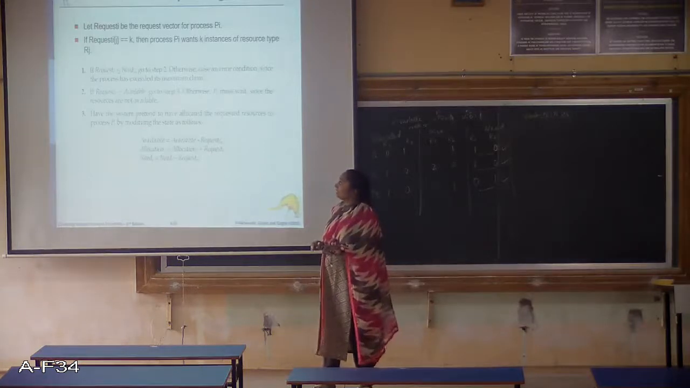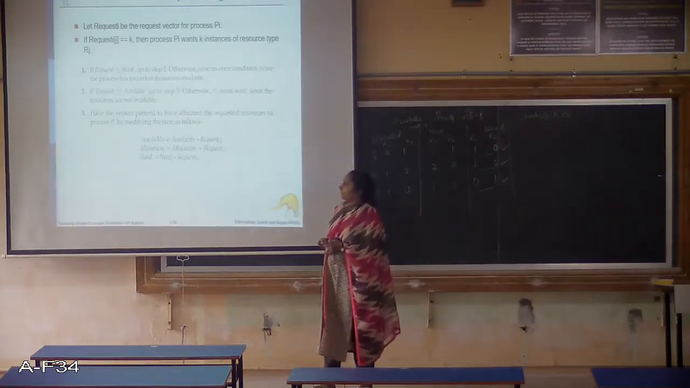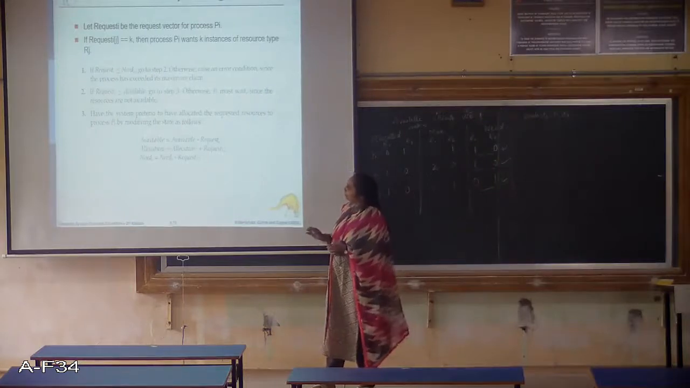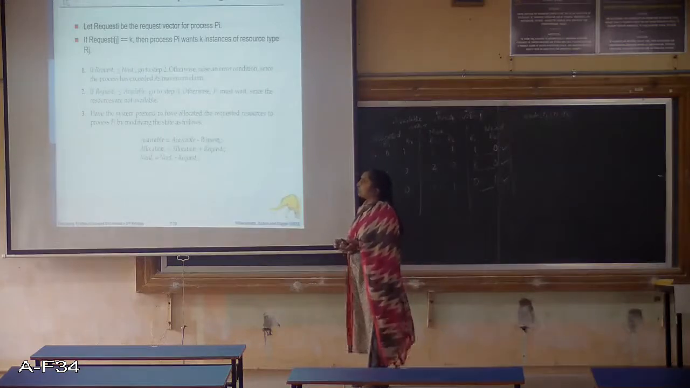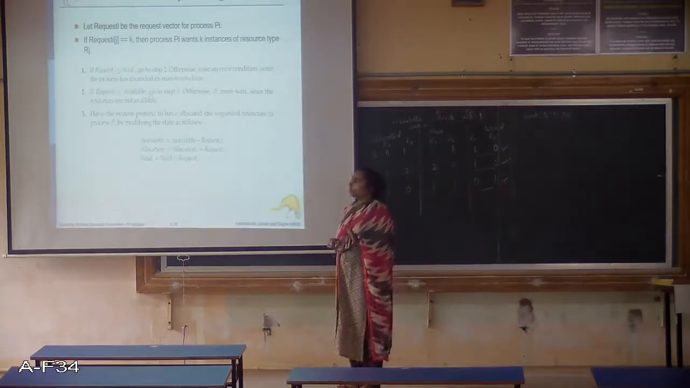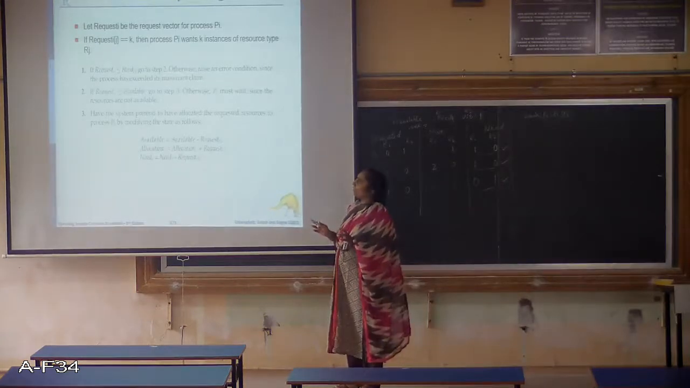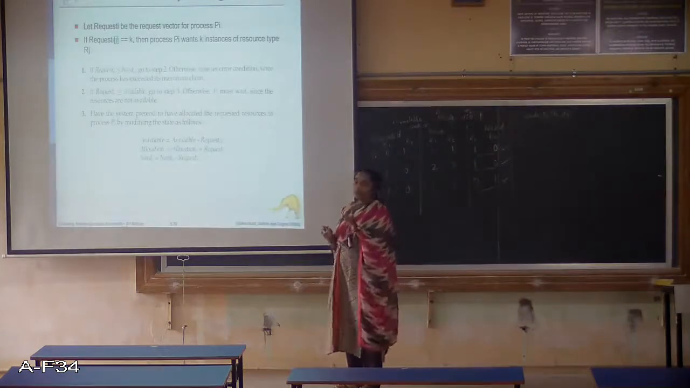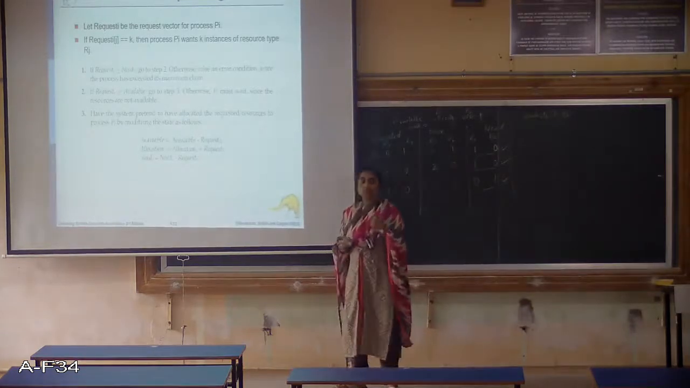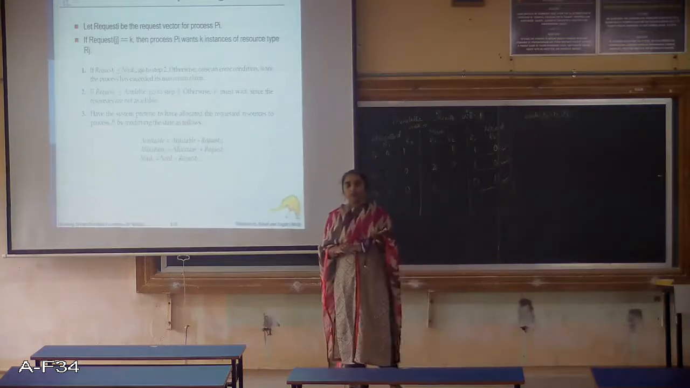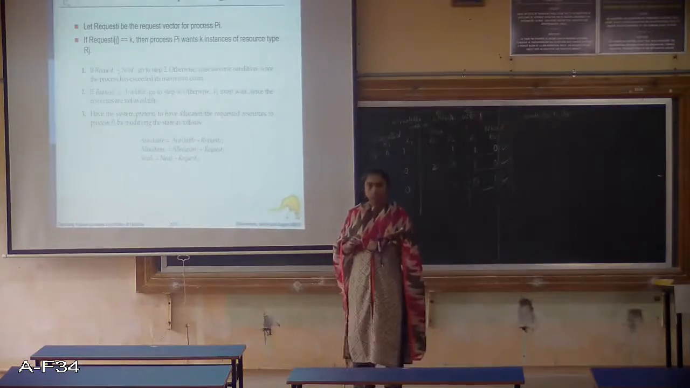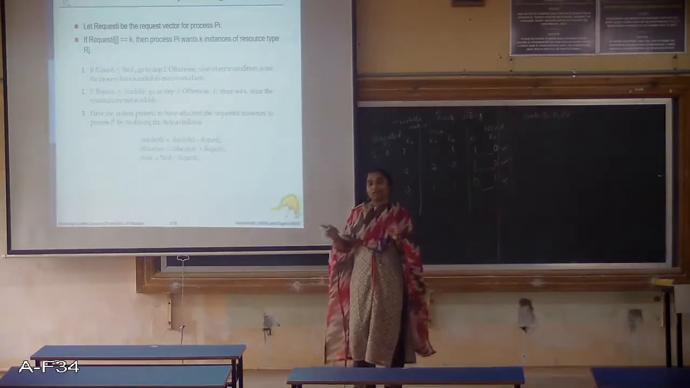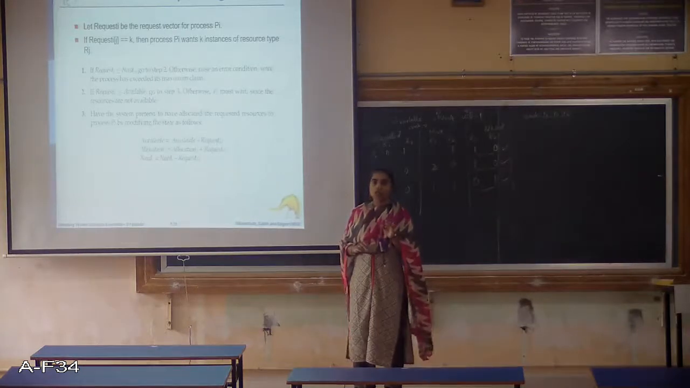So if the request is less than the need, then yes, you can provide it. If Request is less than or equal to Available, go to step 3. Otherwise, Pi must wait since the resources are not available. The first step is the number of requests, the request that the process is making. If it says I require 5 CPUs and its need says it requires only 2 more, then it is requesting more than its need.